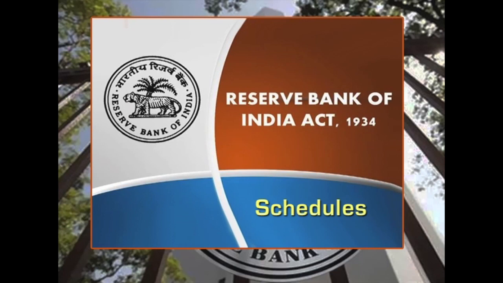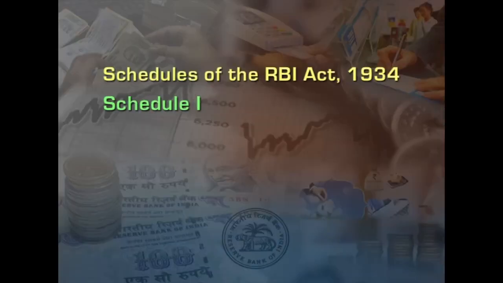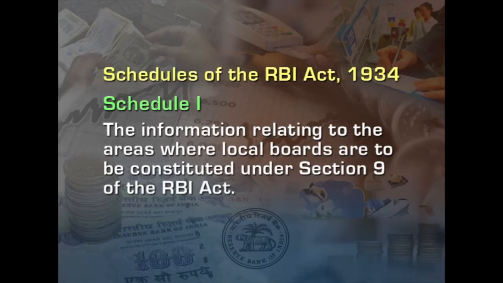We will now look at the schedules. The Act contains two schedules which are to be read as part and parcel of the Act. Schedule 1 contains the information relating to the areas where local boards are to be constituted under Section 9 of the RBI Act.